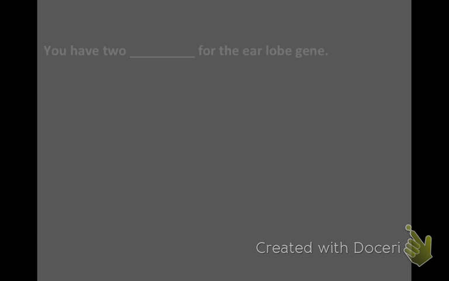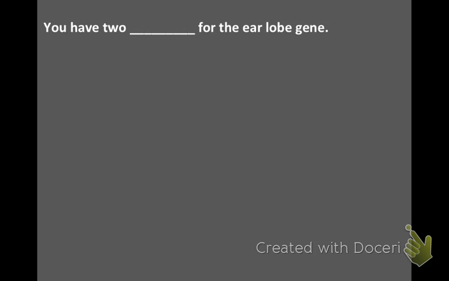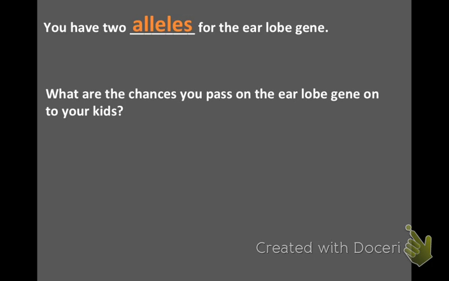All right. So just a quick review. You have to what for the earlobe gene, or really any gene? I don't know why I chose the earlobe gene here, but you have 2 alleles for any gene. And then what are the chances that you pass on the earlobe gene onto your kids, or any allele really is what I'd rather put there. And that's going to be just 1/2, right? And that's going back to that law of segregation.